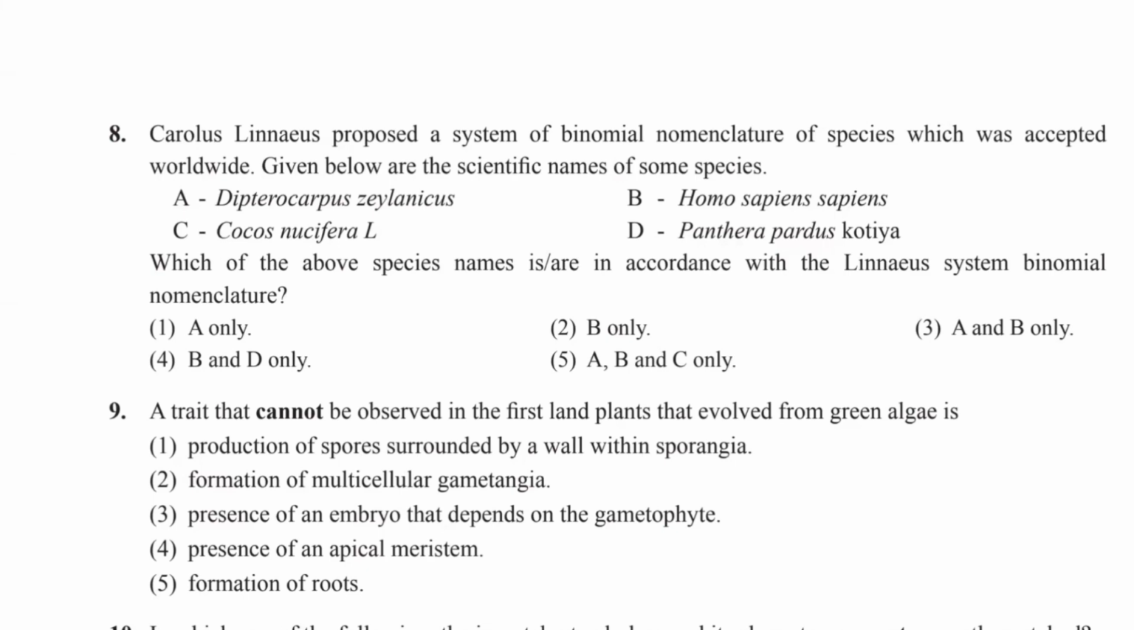Right? First one, okay. Production of spores within walled sporangia, correct. Multicellular gametangia, correct. Presence of embryo that depends on the gametophyte, okay. Dependent embryo. Presence of apical meristem, correct. Formation of roots, that is incorrect. Now, if we take Pogonatum, it also belongs to kingdom Plantae. But are there roots? No, they have rhizoids instead of that, right? So, answer number 5.